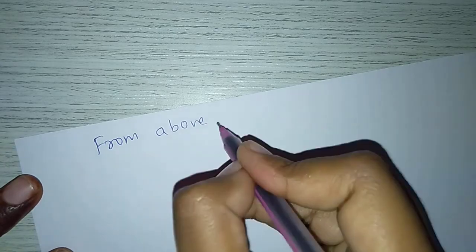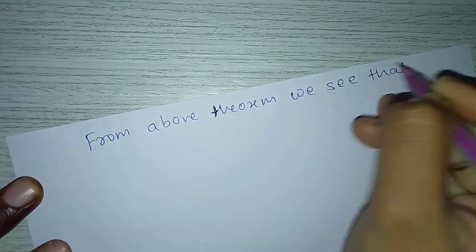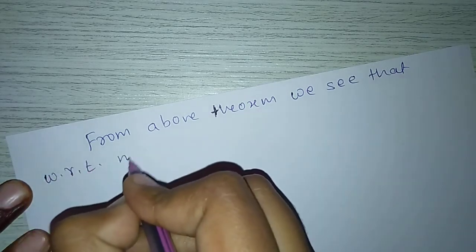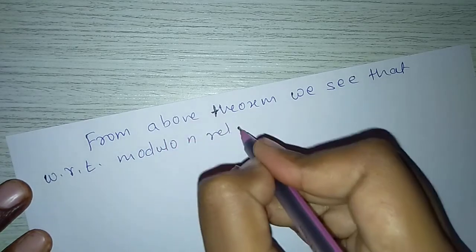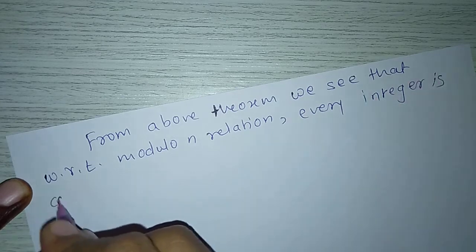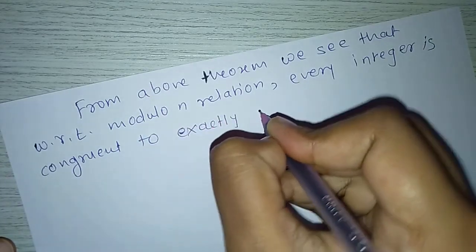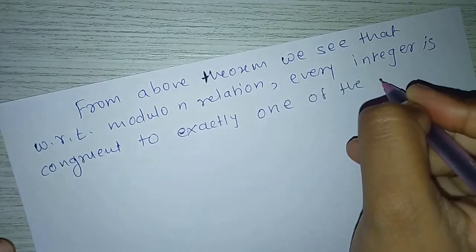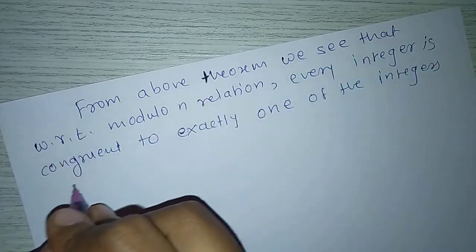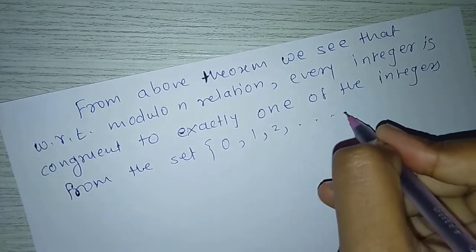The theorem which we just proved from above, we see that with respect to modulo n relation, every integer is congruent to exactly one of the integers from the set 0, 1, 2 and so on n minus 1.